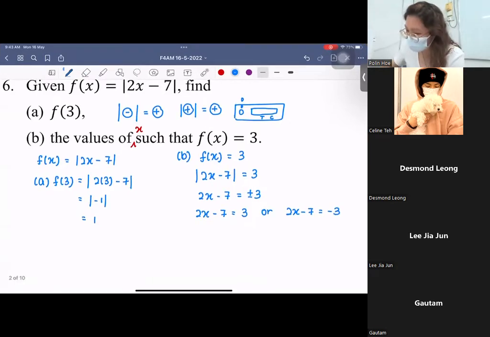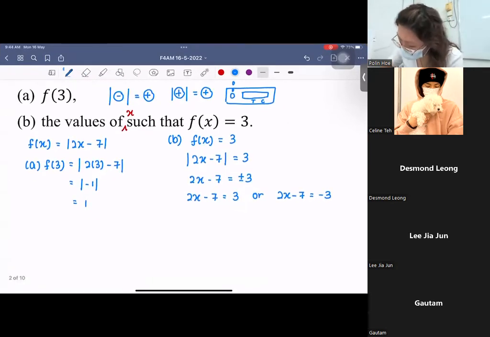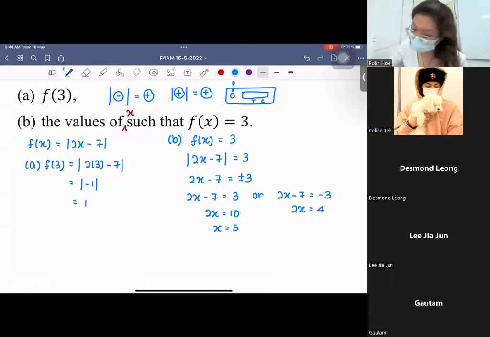So when 2x minus 7 equals 3, 2x equals 10, x equals 5. And 2x equals 4, and x equals 2.